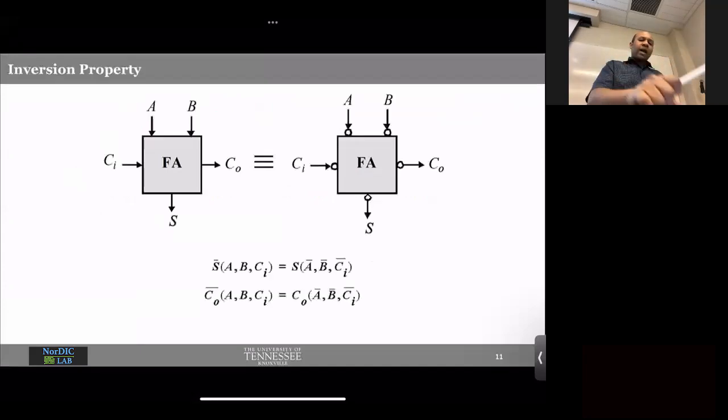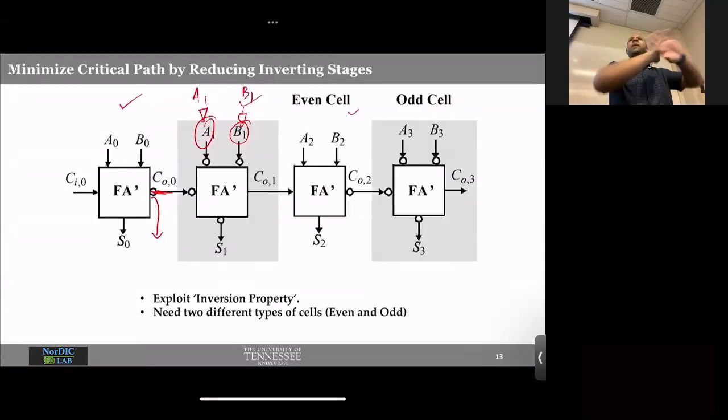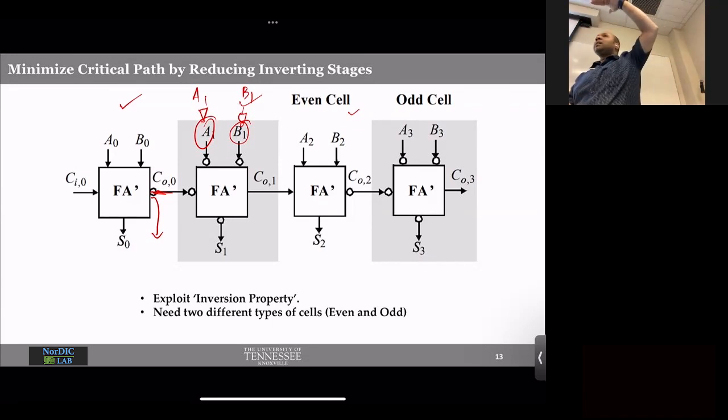Why? We imagine A and B are always available. How much time will it take? A few picoseconds maybe to invert that. But the carry propagation is the killer. So if you can speed up the carry propagation, that will lead to better overall performance. Am I making sense?